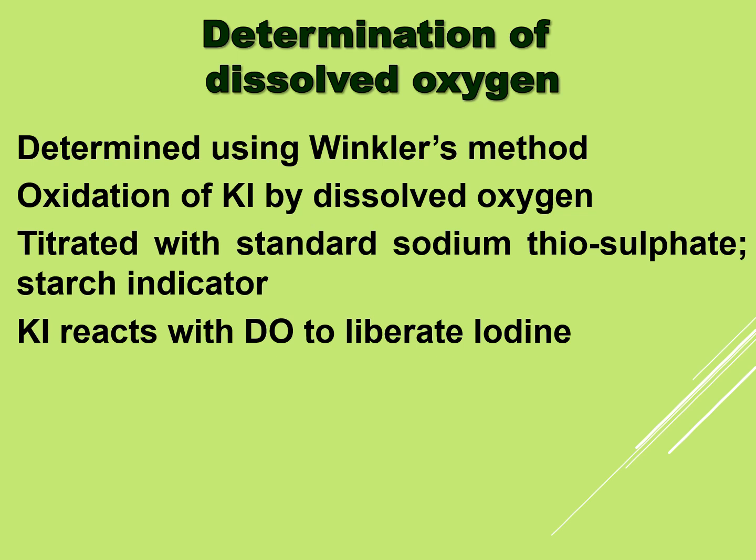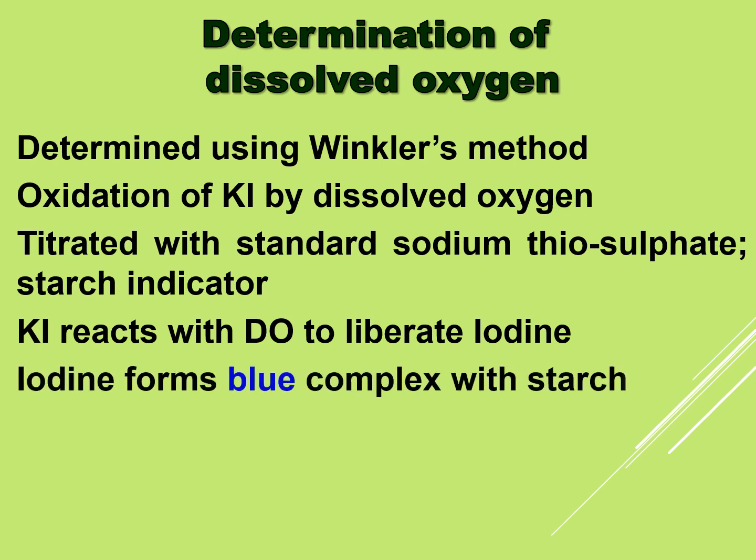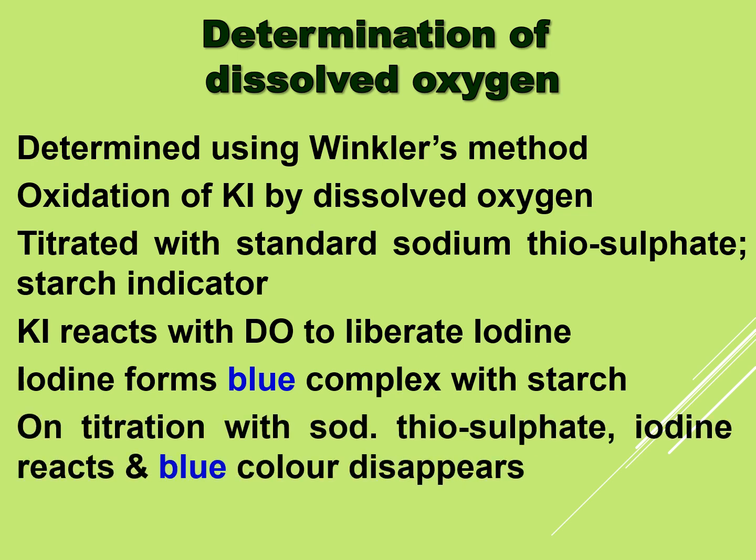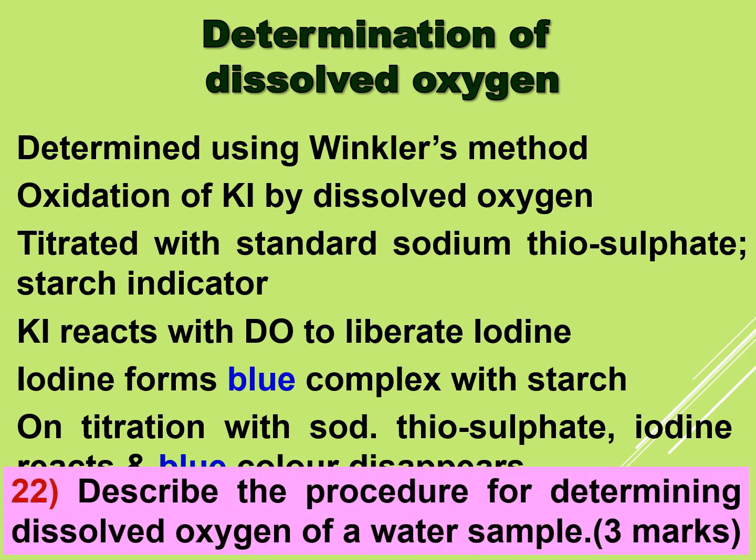Potassium iodide reacts with dissolved oxygen to liberate iodine. Iodine forms a blue complex with starch, and on titration with sodium thiosulfate, the iodine reacts and the blue color disappears. So this is the basic principle here. Describe the procedure for determining dissolved oxygen of a water sample. So this is the basic idea. Now this does not happen directly, it happens only indirectly, because dissolved oxygen cannot directly react with potassium iodide. So we are adding some other reagents to that. Okay, so this is the basic procedure.